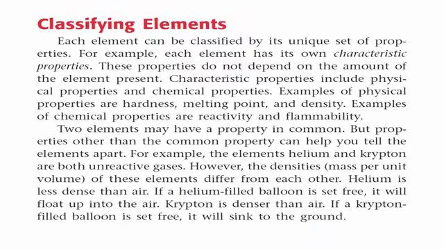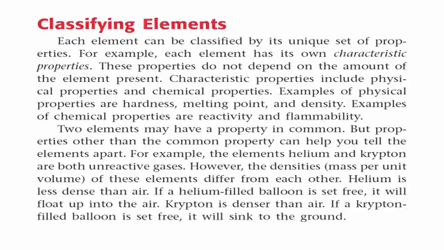Classifying elements. Each element can be classified by its unique set of properties. For example, each element has its own characteristic properties. These properties do not depend on the amount of the element present. Characteristic properties include physical properties and chemical properties. Examples of physical properties are hardness, melting point, and density. Examples of chemical properties are reactivity and flammability.